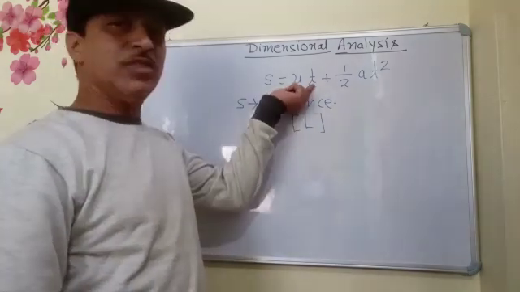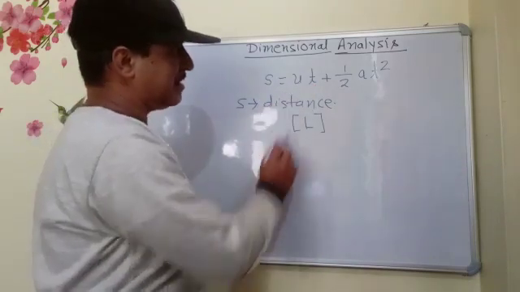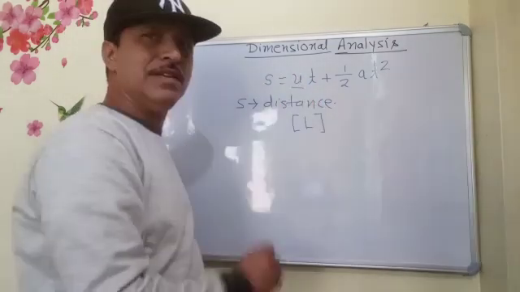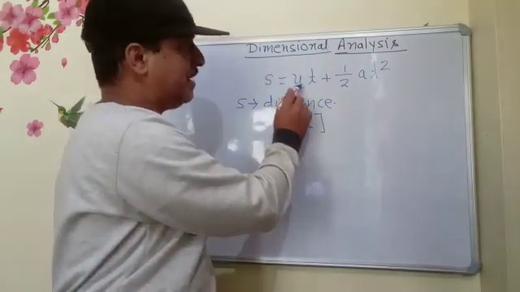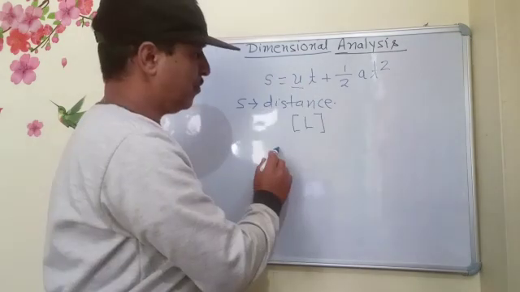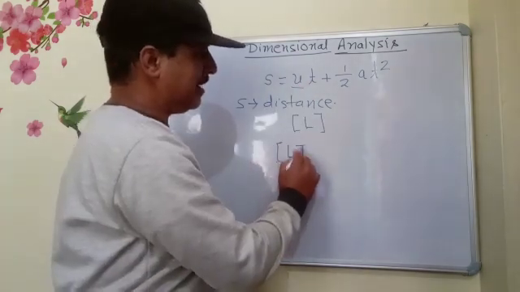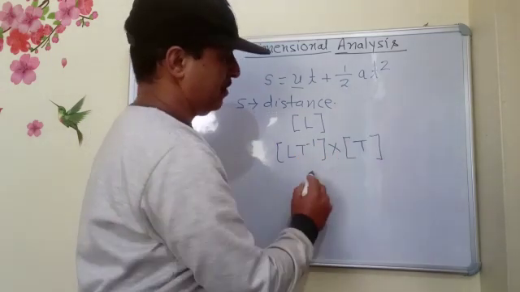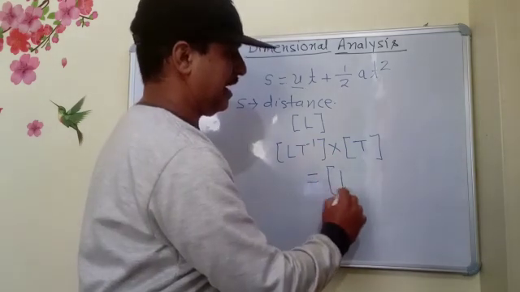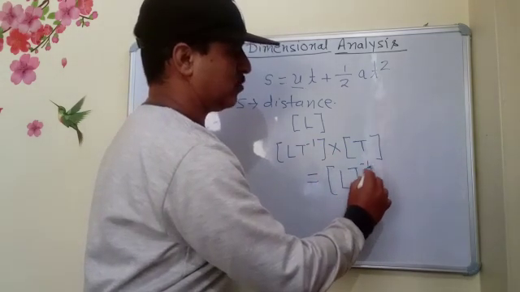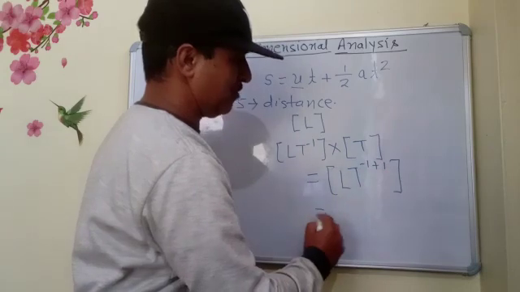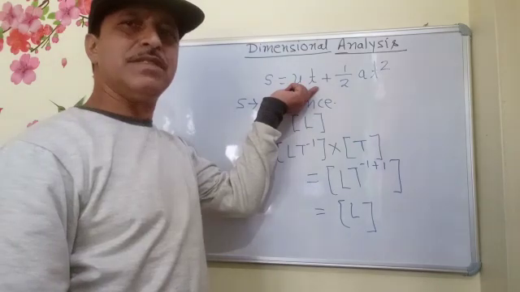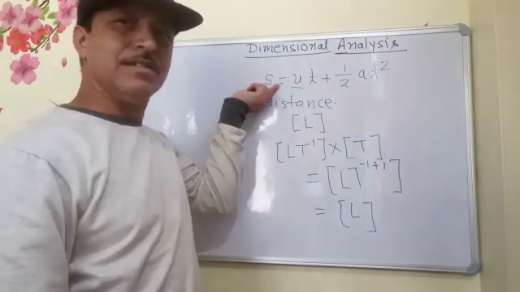Then come to the first term on the right side. Its dimensions are dimensions of u multiplied by dimensions of t, that is dimensions of speed into dimensions of time, which will be LT⁻¹ multiplied by T. This is LT⁻¹⁺¹, which is equal to L only. So this term has the same dimensions as the left side term.